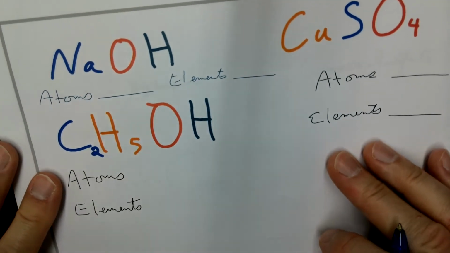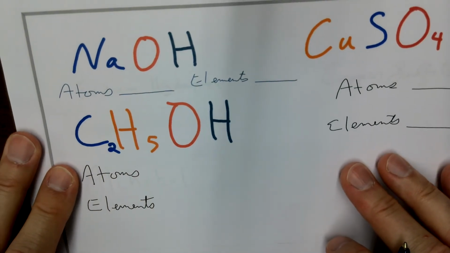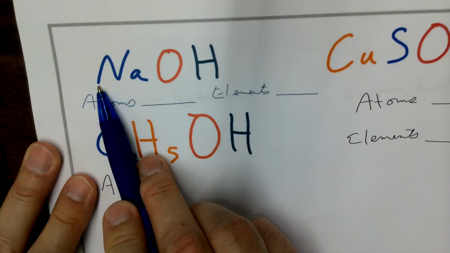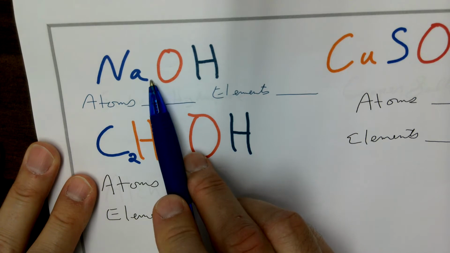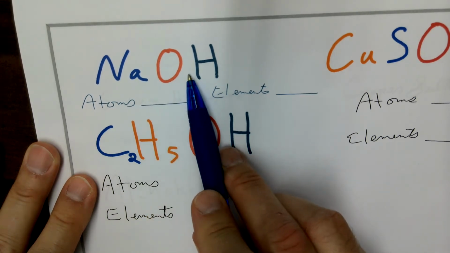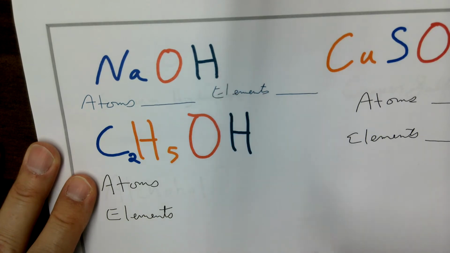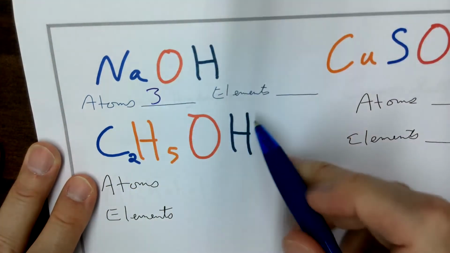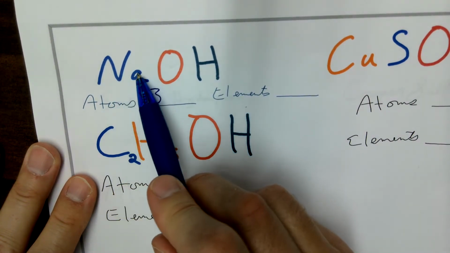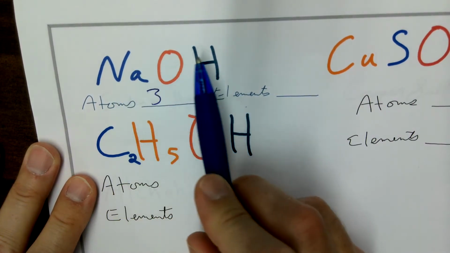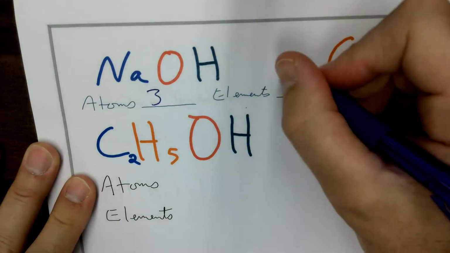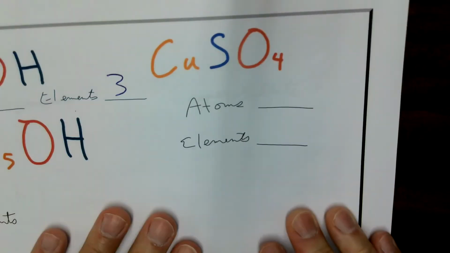Look here. The number of atoms. Well, this must be a 1 because there's no number. This must also be a 1, and this must also be a 1. There are 3 atoms. Elements. Count the capital letters. 1, 2, 3. This is not capitalized. There are 3 capital letters here. There are 3 elements.